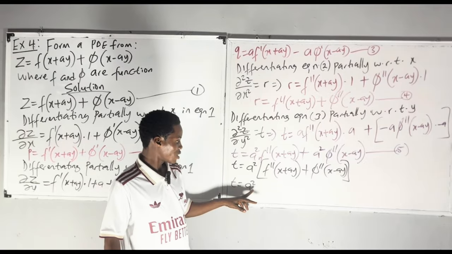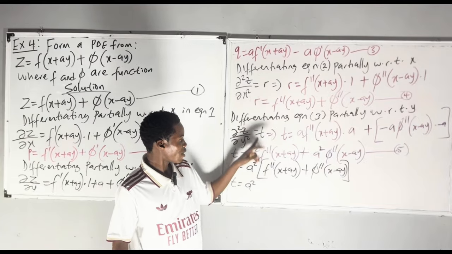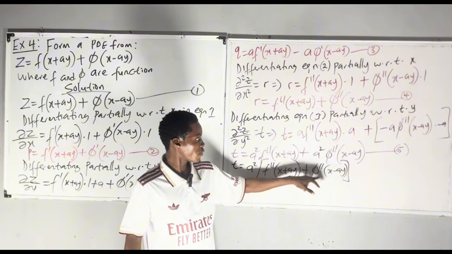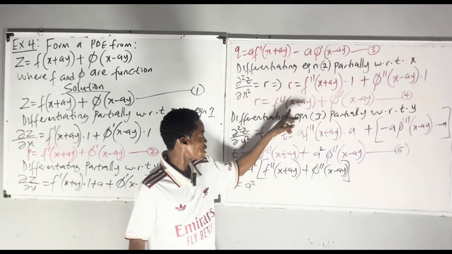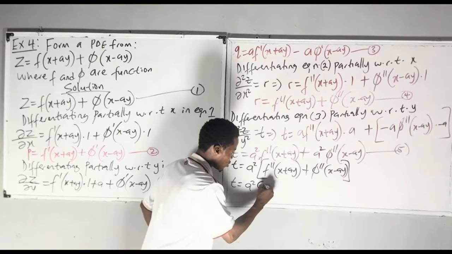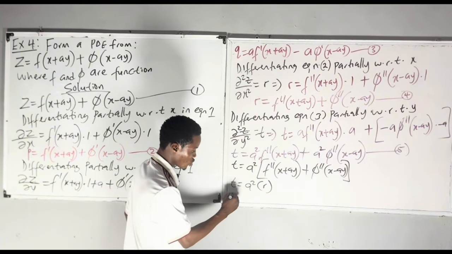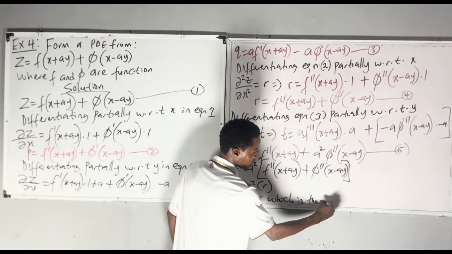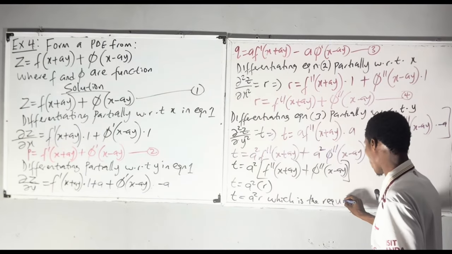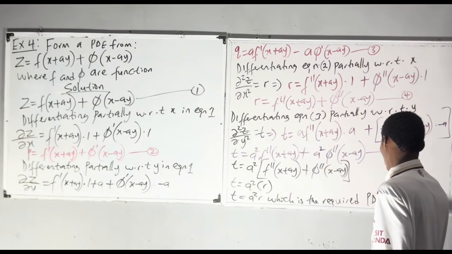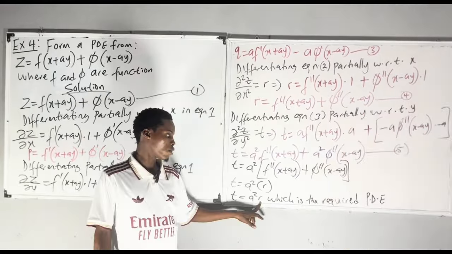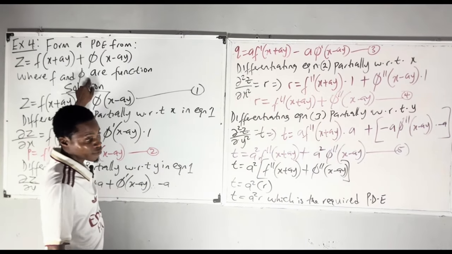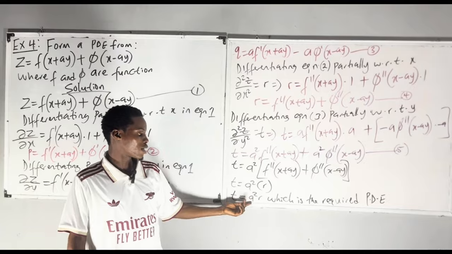So what's my next step? Check equation 4. You can see that when I take a squared as a common term, the bracket f prime prime (x + ay) plus phi prime prime (x − ay) gives us r. So if you multiply this by a squared, I'm going to have t is equal to a squared r, which is the required partial differential equation. It means I have formed the PDE, that is, I have eliminated f and phi as my functions, and got a new partial differential equation.